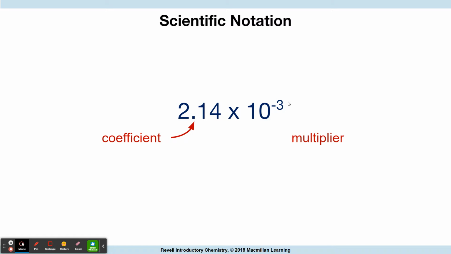If the exponent is negative, that means your value is normally less than 1, and you're going to move it to the left. If your exponent is positive, that means your value is greater than 1, and you're going to move it to the right.